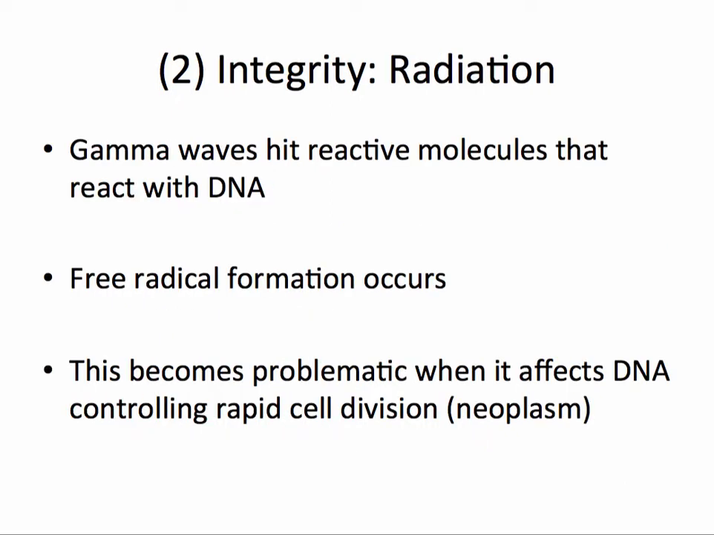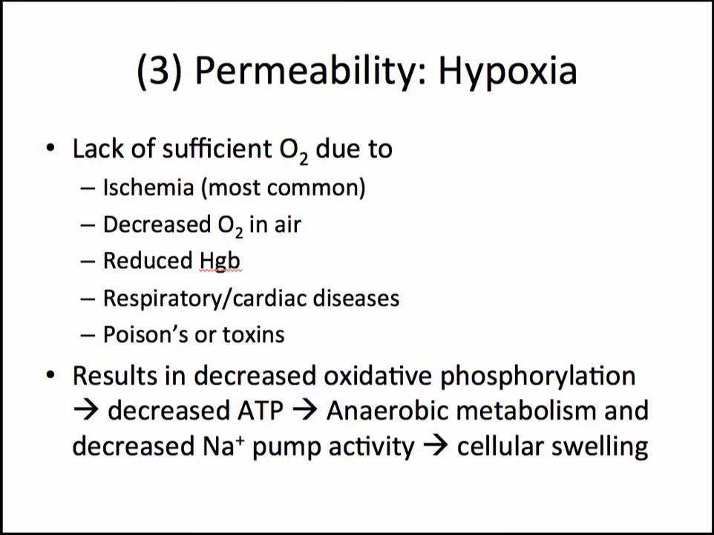With radiation, gamma waves hit reactive molecules that react with DNA. This reaction results in improper reading of DNA as well as inappropriate binding of nucleotides. Free radical formation also occurs. This becomes problematic when it affects DNA controlling rapid cell division, resulting in neoplasms.